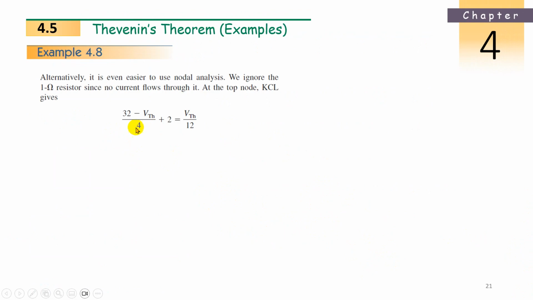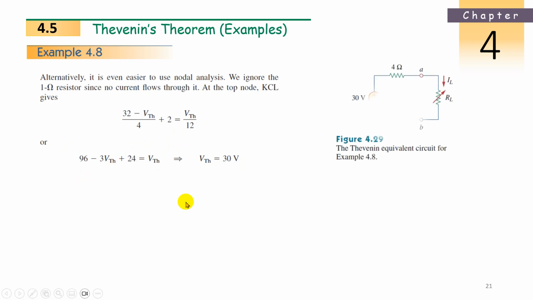Now, same example, continue. Another method I told you is 32 minus VThevenin divided by 4 plus 2. In that node analysis, if you type that, it will also come. So we get VThevenin 30 volts by node analysis also. Okay, now this is your final circuit with VThevenin, RThevenin and load resistance.